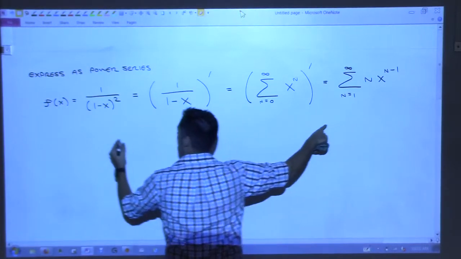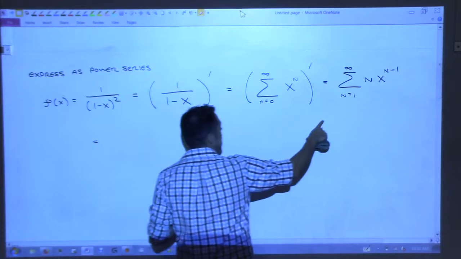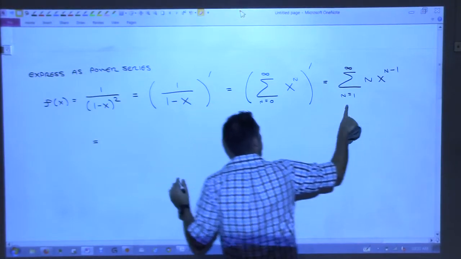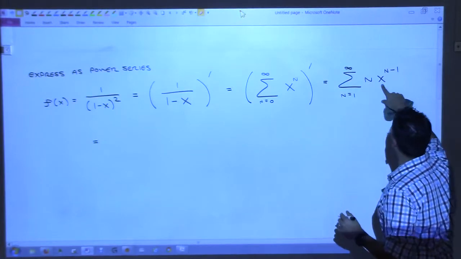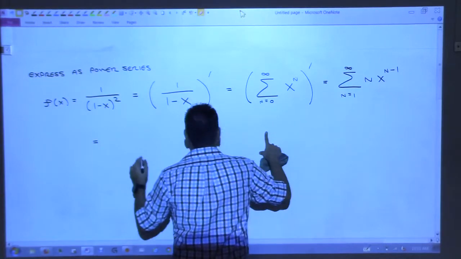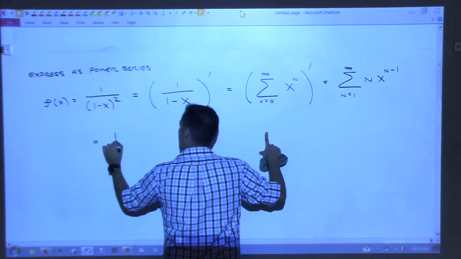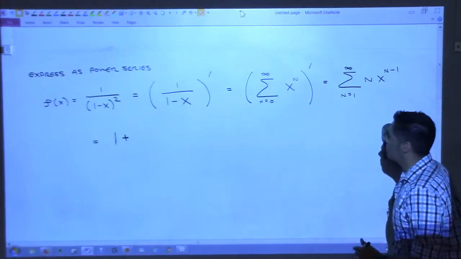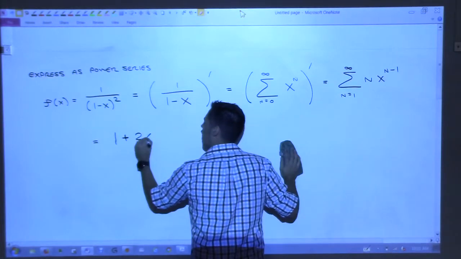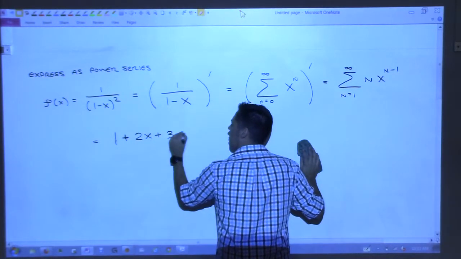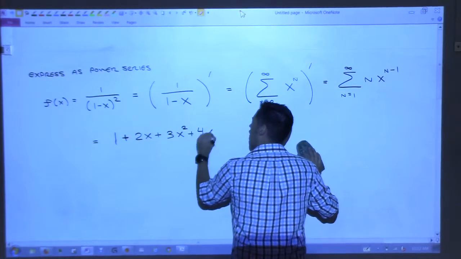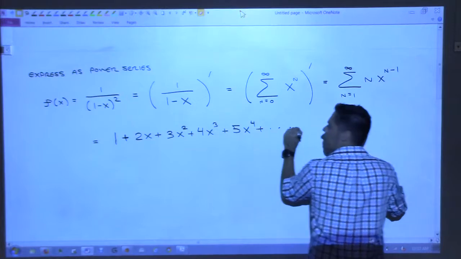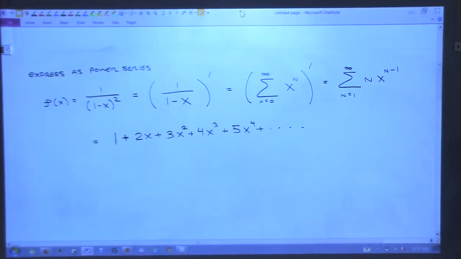Now, I would like for you to write out the first few terms of that. Just let me know what this is. So if you plug in 1, you get 1. You get 1 plus 2x plus 3x squared plus 4x cubed plus 5x to the 4th. That's it right there.